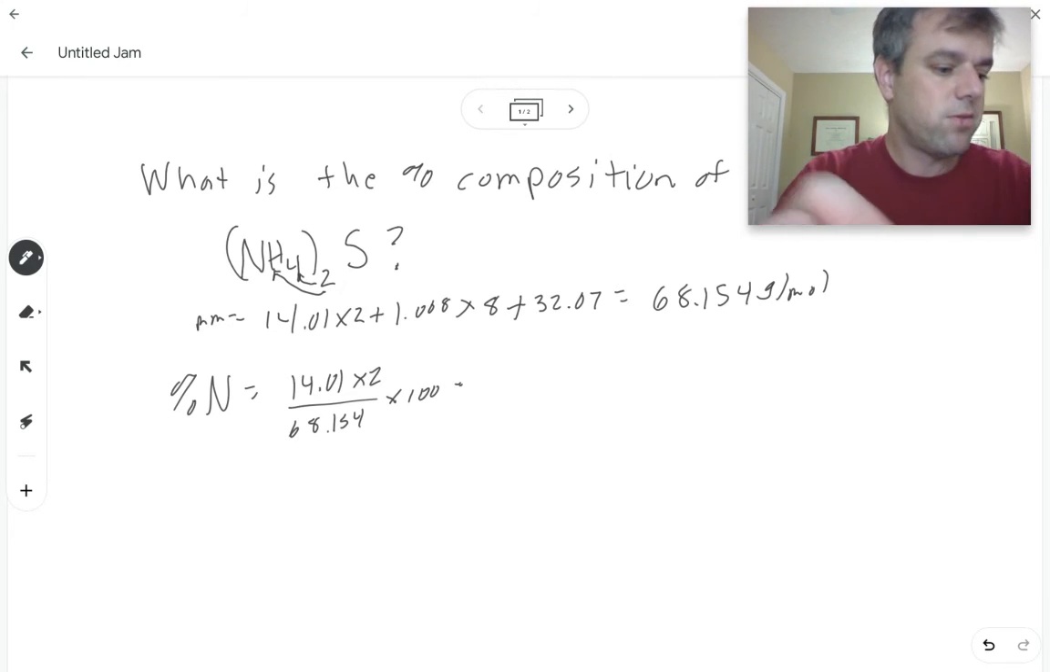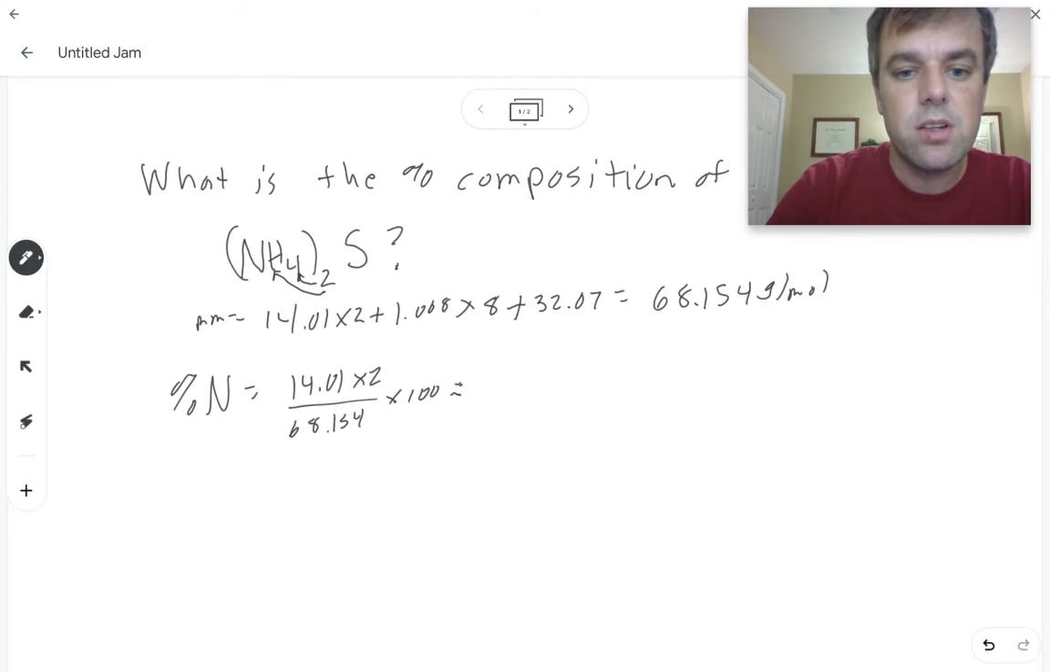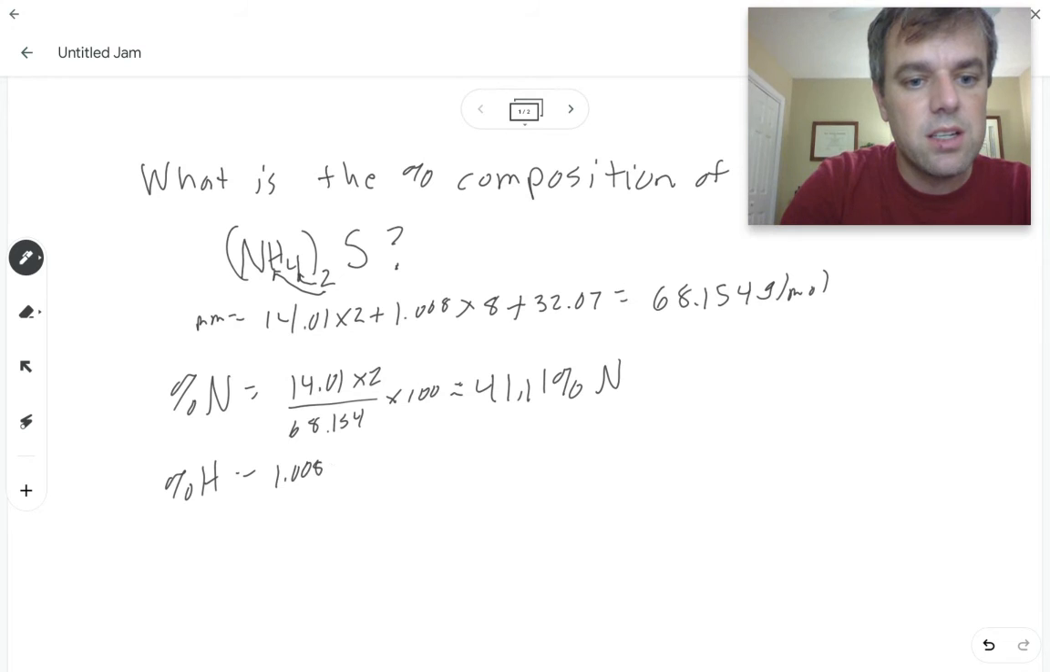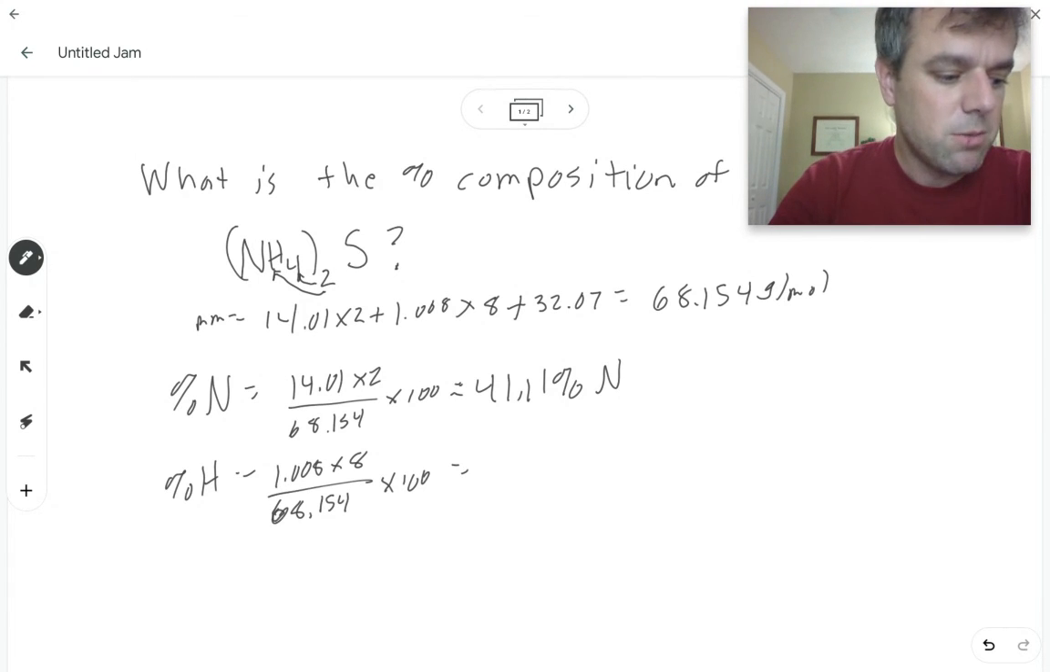And we get 41.11% nitrogen. For our percent hydrogen, we take 1.008 times 8, because there's 8 hydrogens, divided by 68.154 times 100, and we get 11.83% hydrogen.